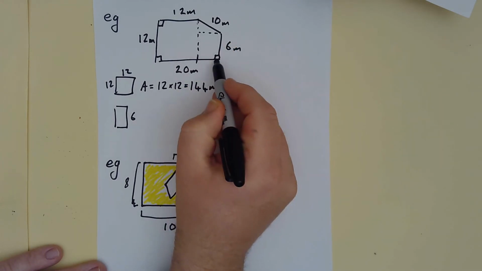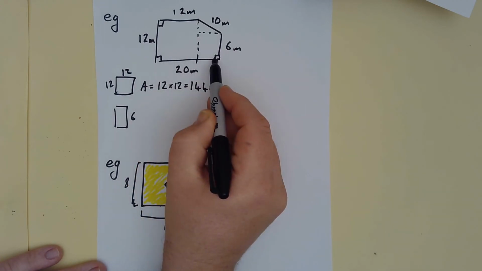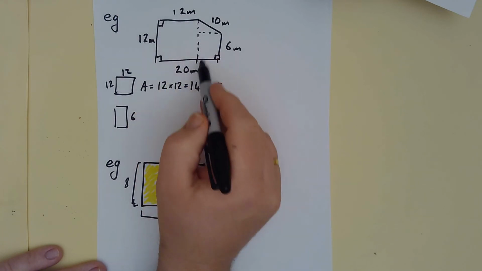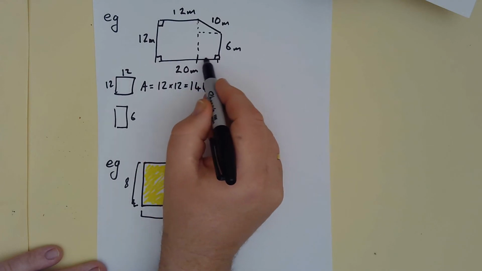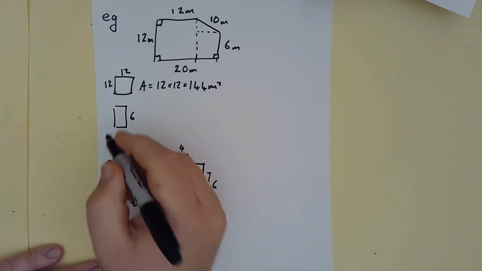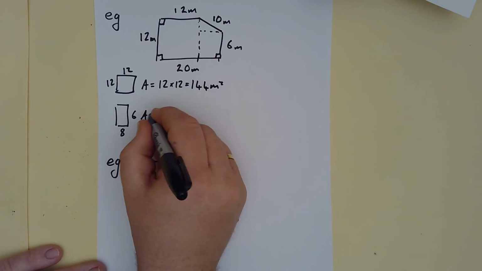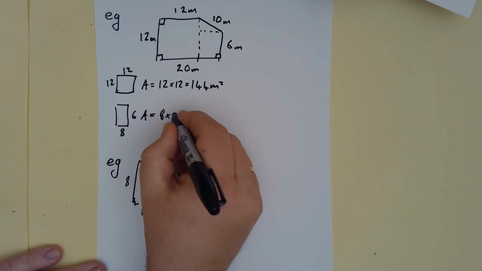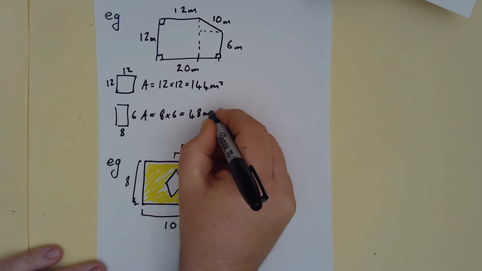But this bit here, how long is that? Well, I know the whole thing along here is 20. And I know that this bit here was 12. 12 plus something must equal 20, and 12 plus 8. Or you could say 20 minus 8 equals 12. So I know that this must be 8. I had to do a little bit of work to do that. But now I just do breadth times width. So breadth of 8 times width of 6 equals 48 meters squared.